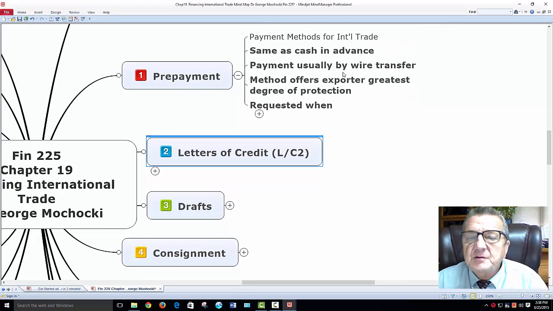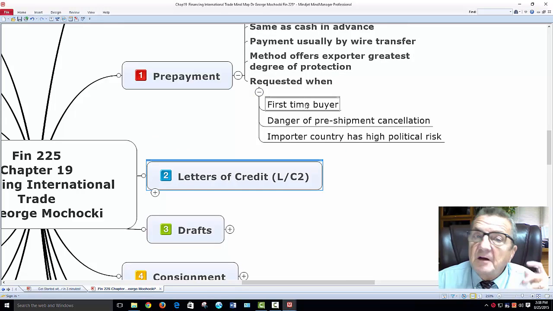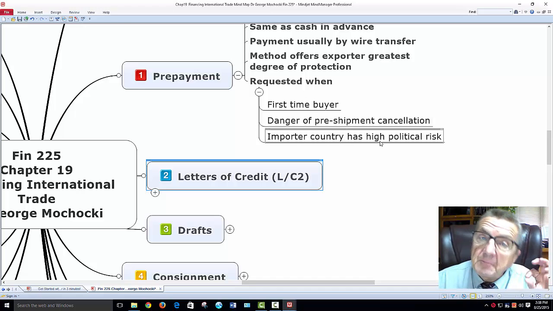Remember, payments are usually by wire transfer. Methods offer the greatest degree of protection. Prepayment is requested when you have a first time buyer. I don't know if your checks are bad or if your credit's any good. There's a danger of pre-shipment cancellation, or the importer is in a country with high political risk. I want prepayment.